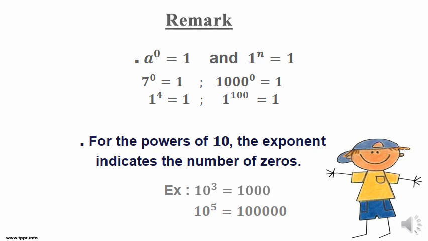For the powers of 10, we said that powers of 10 are all powers whose base is 10. The exponent indicates the number of zeros. So if we have 10 cubed, directly we can write 1000, 3 zeros. 10 to the power 5, we can directly write 1 and 5 zeros.